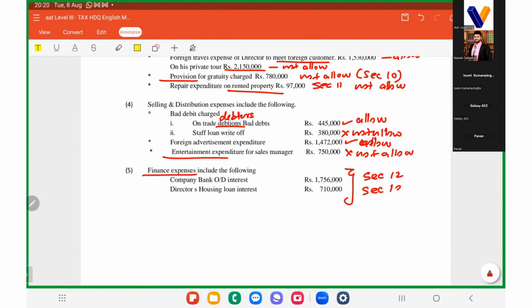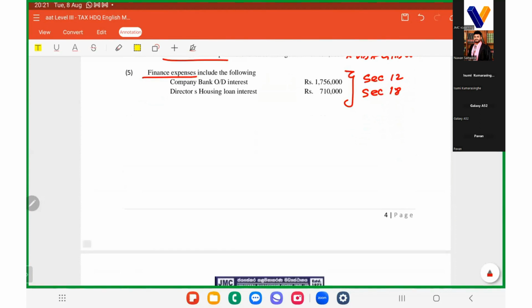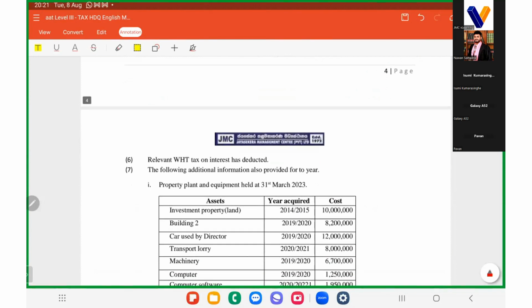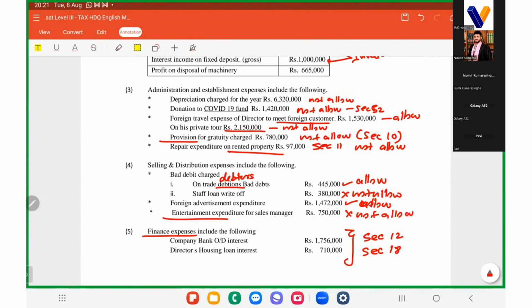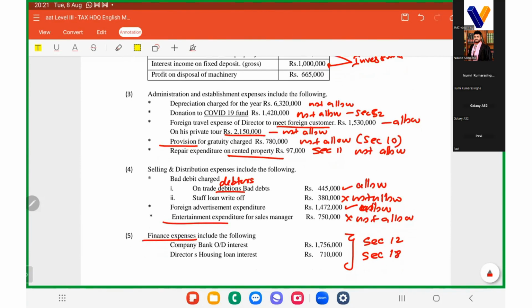Under section 12, we have to check whether the nature of the expense is allowed under section 18, and if it is allowed under section 10, how much is the maximum allowable finance cost. We have to consider the outstanding loan amount and the equity for the year of assessment. So the relevant withholding tax on the interest has been deducted. Is there an interest? Yes, the interest income on the fixed deposit, right? Deducted.